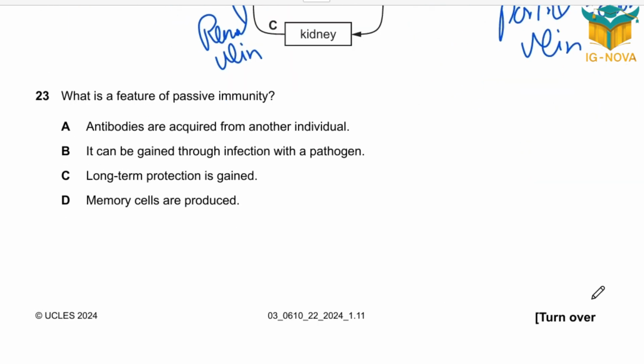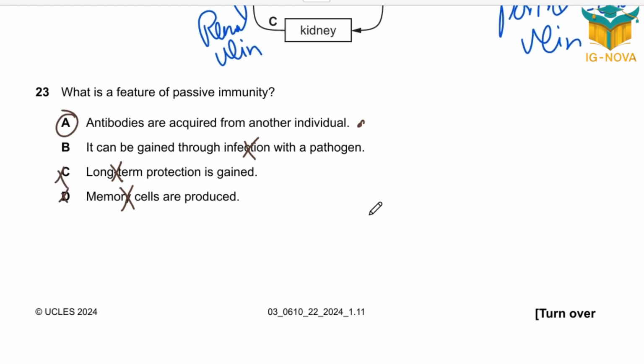What is a feature of passive immunity? Passive immunity means antibodies are not made. Memory cells are not made. Short term. Antibodies are being acquired. Let me think about it. It can be gained through infection. Wrong. This is natural active immunity. Long term. Wrong. Memory cells. Wrong. If you cancel out D, you cancel out C by default. So option E.